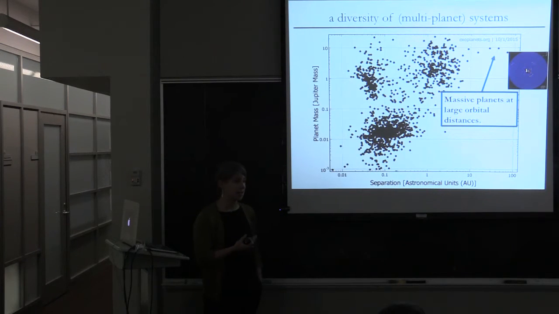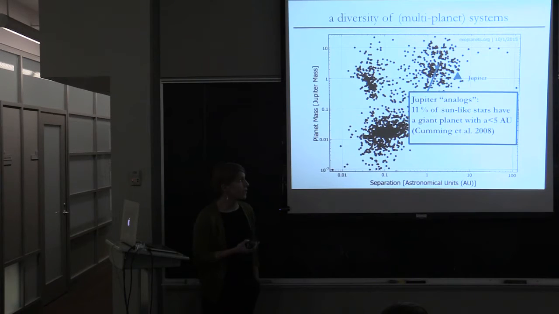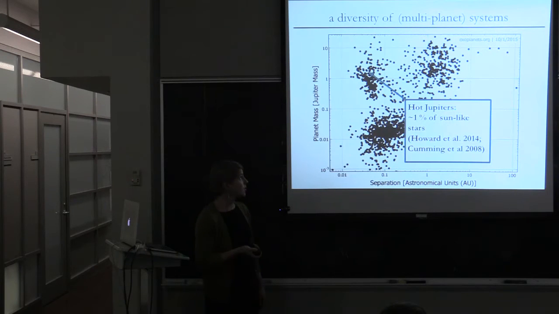There are massive planets at large orbital distances, like HR 8799, that directly imaged system I mentioned before. We can identify a group of planets that are something like Jupiter analogs. So these are massive planets at large orbital distances. And we know, taking into account observational biases, that something like 11% of stars have a Jupiter-like planet with the semi-major axis less than 5 AU.